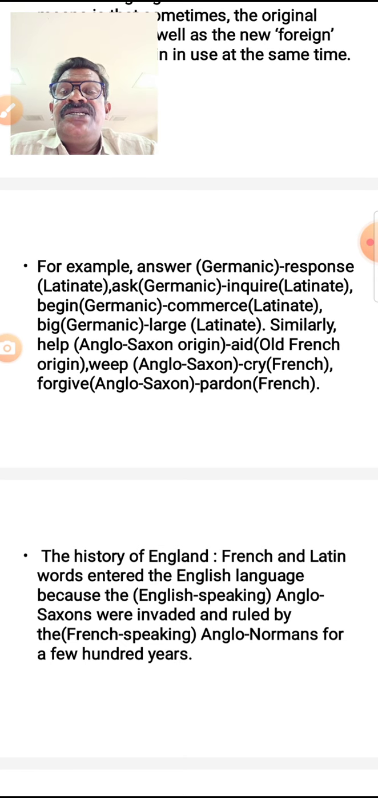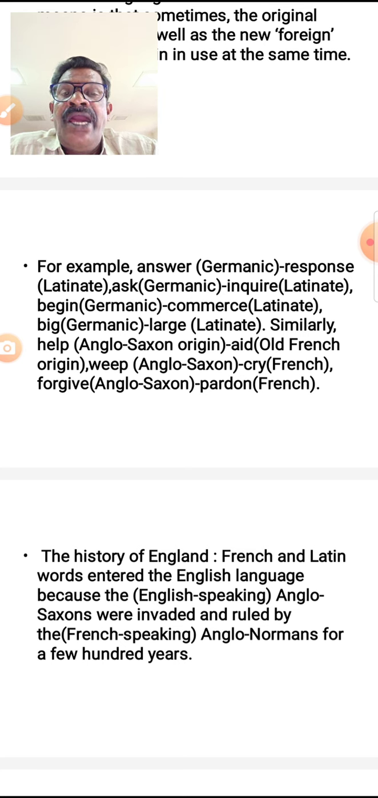In Latinate, ask, Germanic; inquire, Latinate. Begin, Germanic; commence, Latinate. Sorry, a spelling mistake took place here. This is not commerce, this is commence, Latinate. And big in Germanic, large in Latinate.